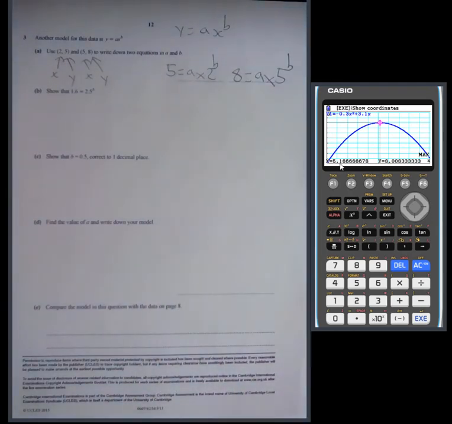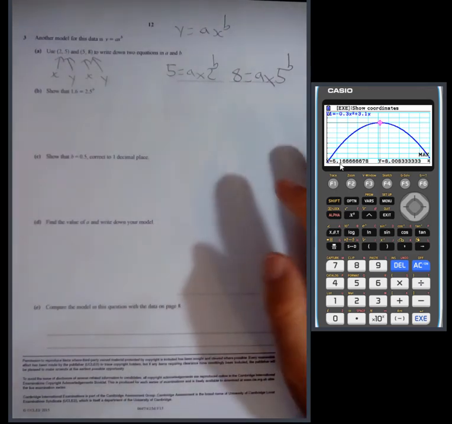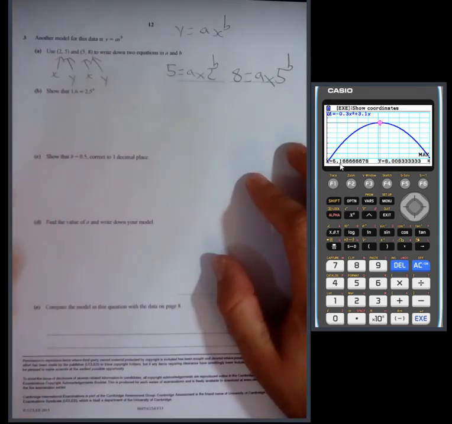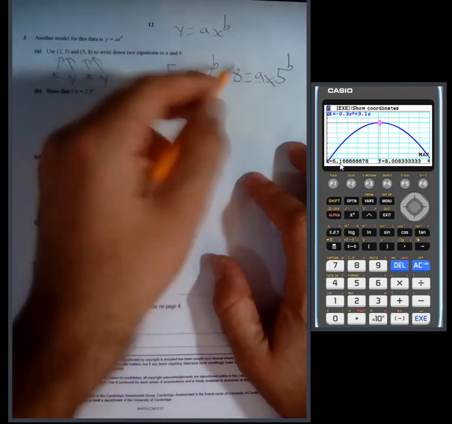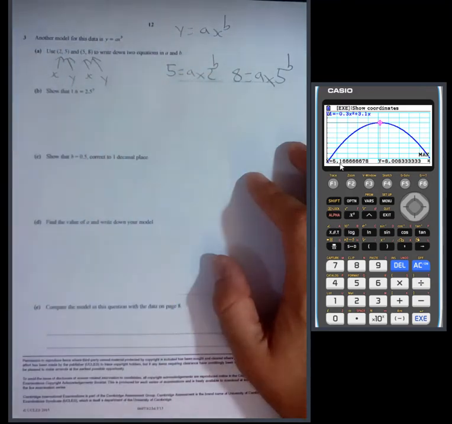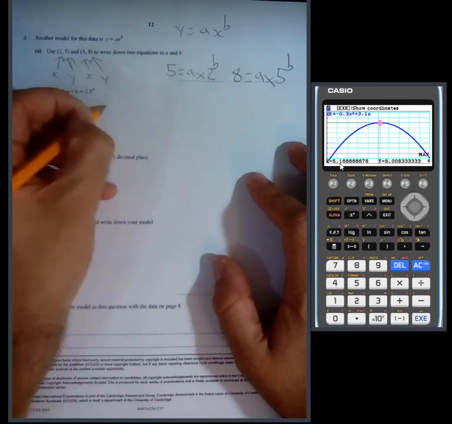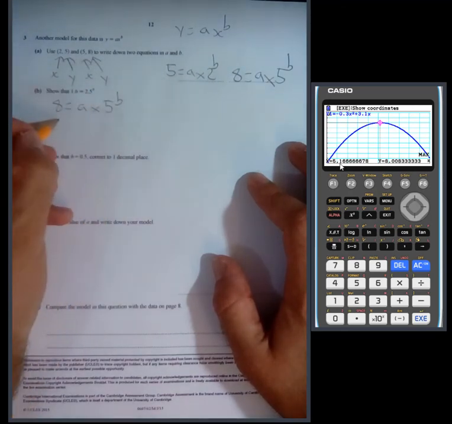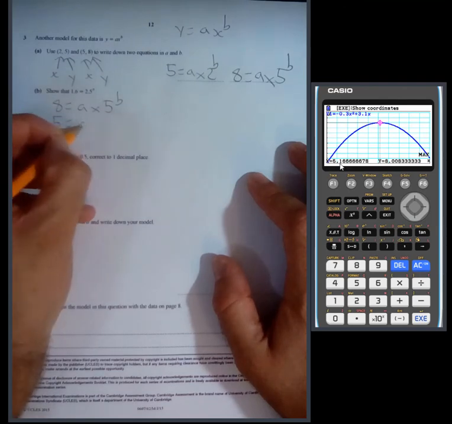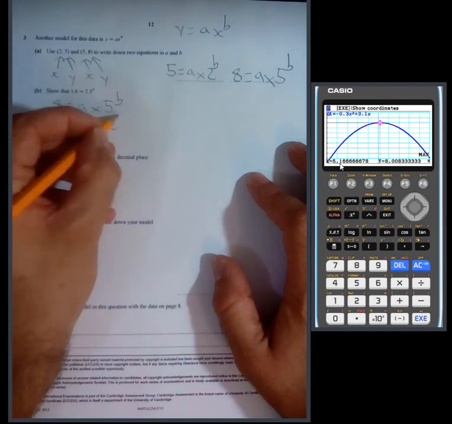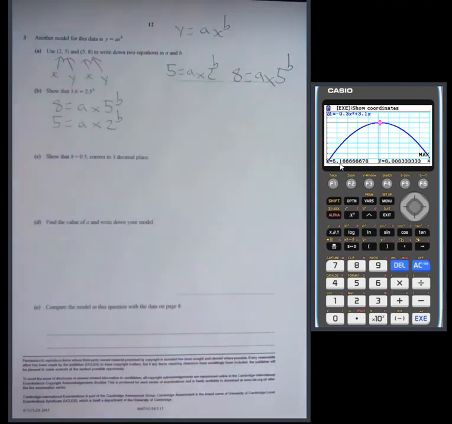Okay, right. Show that 1.6 equals 2.5 to the b. So what I'm going to do is write both of those equations underneath each other. So they are simultaneous, but they're different. I'm going to write the bigger one, the one with the bigger number, as in the 8, first. So 8 equals a times 5 to the b, 5 equals a times 2 to the b. So it's saying basically we need to eliminate a. You might not have seen a lot of this. It's not the only way to do this, but it is the simplest way.